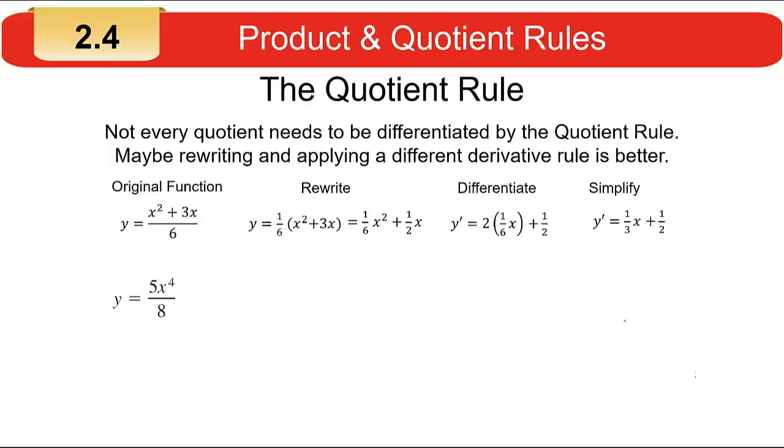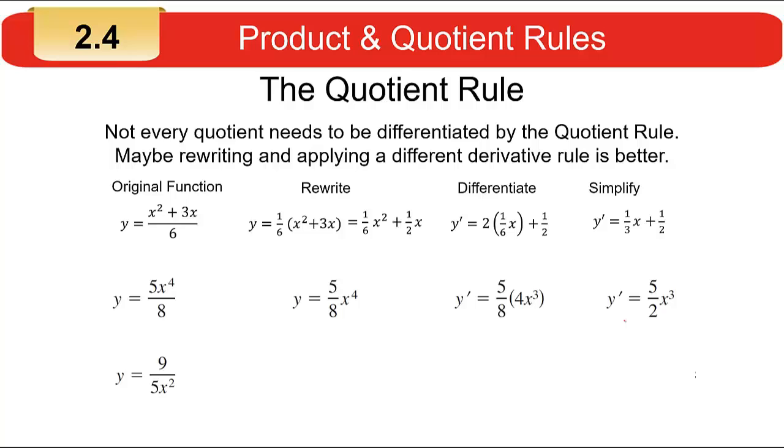How about this one? Again, you could use the quotient rule. My suggestion is to think of that as 5/8 x to the 4th, and then just use the power rule. So you've got 4 times 5/8, and drop the 4 down to a 3. 4 times 5/8 is 20/8, which reduces to 5/2. So you get 5/2 x to the 3rd.